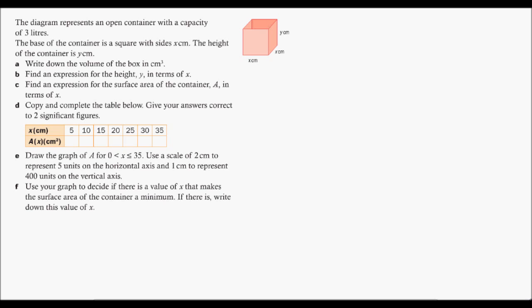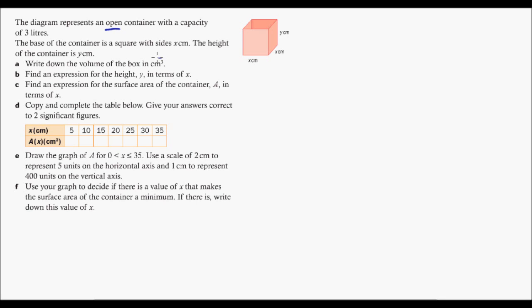Because what happened here is they say, the diagram represents an open container with a capacity of 3 liters. Okay, no problem, 3 liters. Now, the base of the container is a square of side x, and the height is y. Write down the volume of the box in centimeters cubed.